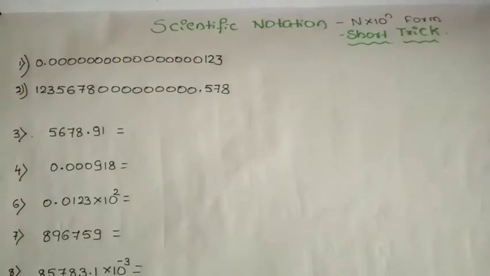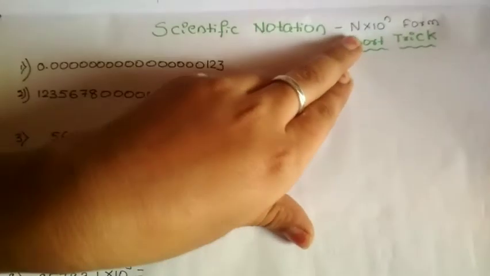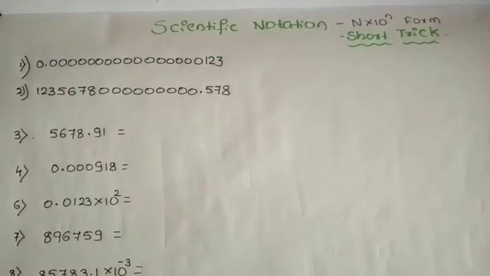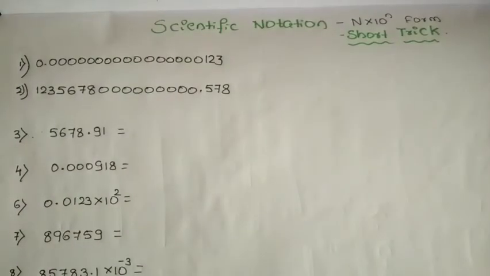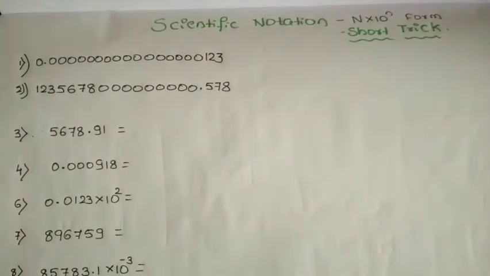The scientific notation form is a method of representing either a large number or a small number in the form of N into 10 to the power of n, dear students. N is the digit, whatever they have given, and 10 to the power of n is the exponential, where n is the power raised. So how do you write N into 10 to the power of n? Simple. There is one short trick you have to remember.